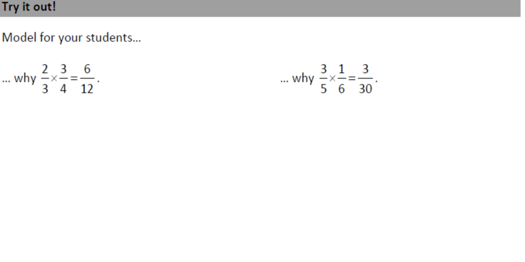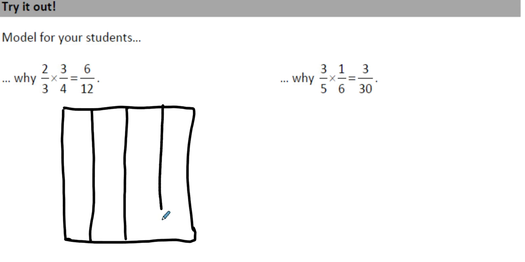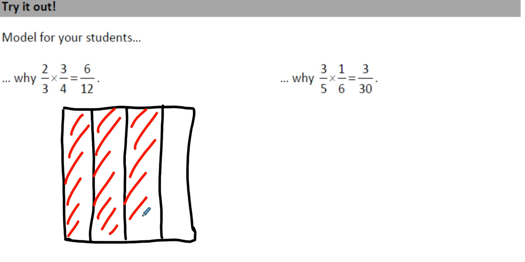So why is 2/3 times 3/4 equal to 6 over 12? Why is that? If we imagine some whole unit, 2/3 times 3/4, that's 2/3 of 3/4. So 3/4, well, what's that? 3/4, that's 3 of these 4 parts of the whole. This is 1/4, this is 2/4, this is 3/4. We want 2/3 of that 3/4.